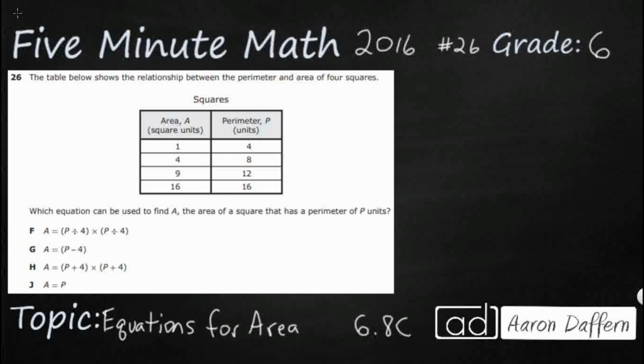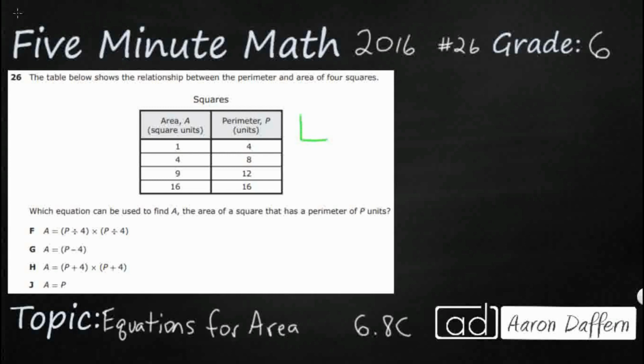So we have a table, looks like an input-output table, but actually it is the relationship between the perimeter and area of 4 different squares. And we need to find an equation that relates the area of a square to the perimeter of a square. But I think it's going to help if we draw some visual pictures here. So let's take a look at this very first square right here.